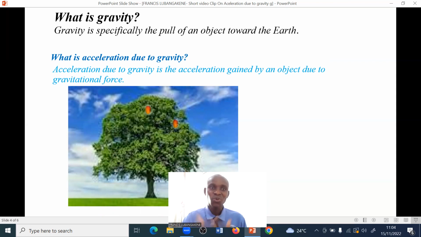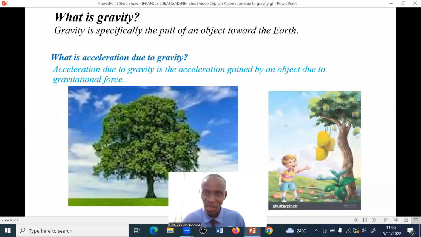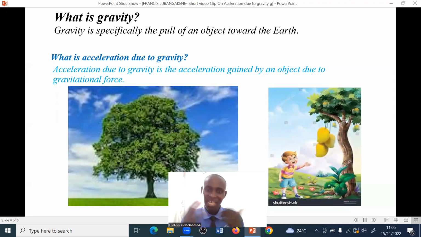So the gain in acceleration was due to the gravitational force. That's why we are explaining that the gravitational force is causing acceleration. And this acceleration caused by gravitational force is called acceleration due to gravity in the real sense. That is also the reason we are able to access mangoes. Even a young child can wait for the mango and pick it from down. It will have been brought down due to acceleration due to gravity, the force that pulls the mango from the tree down to the earth's surface.